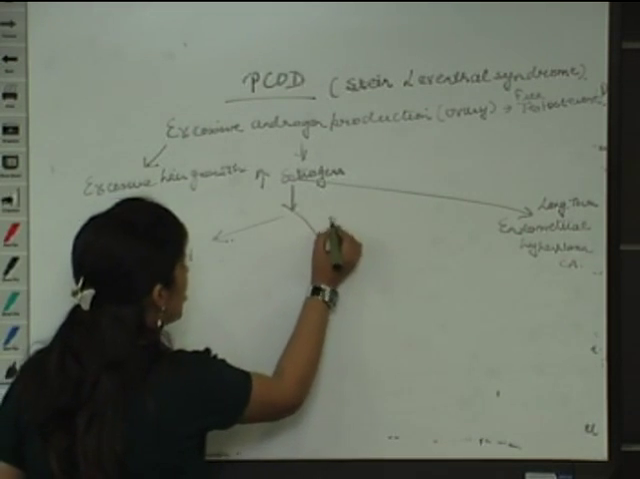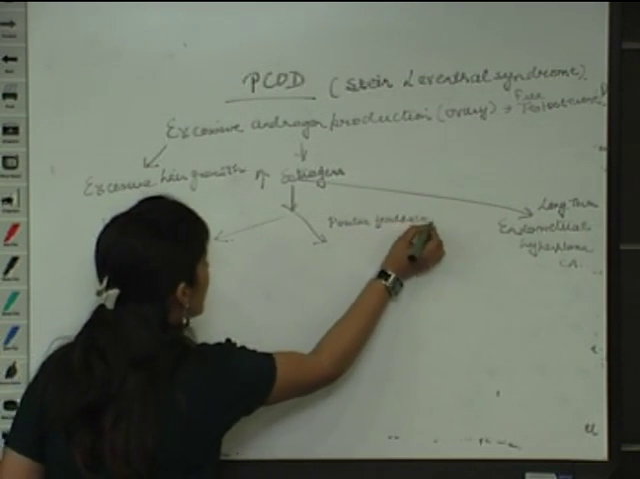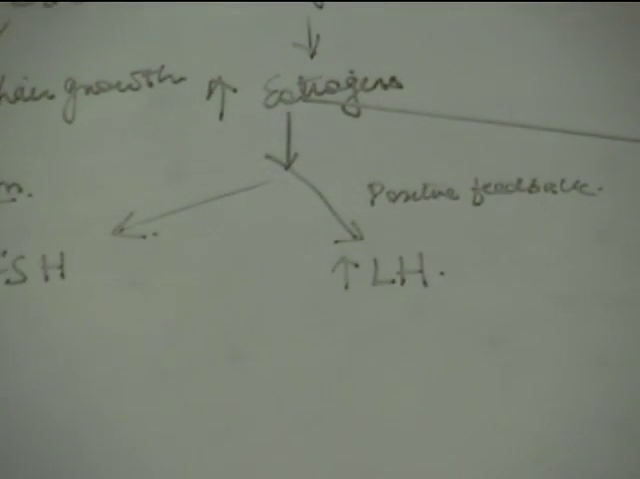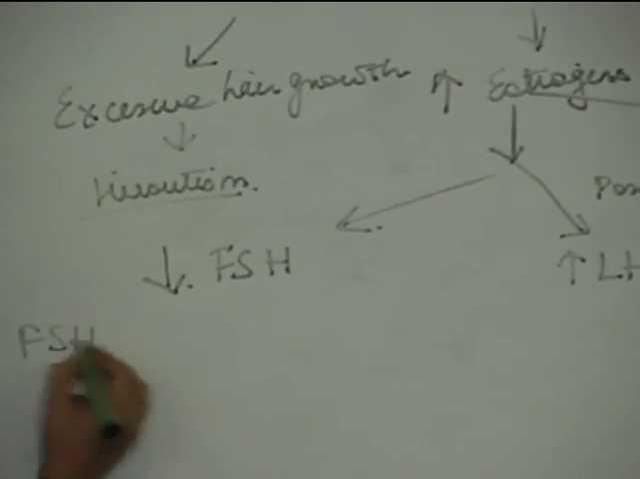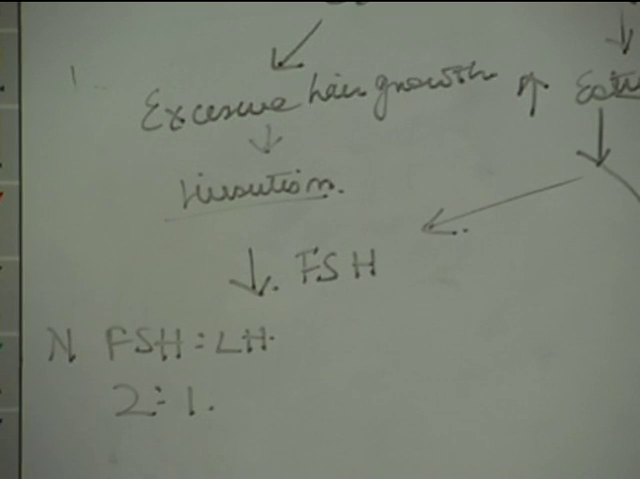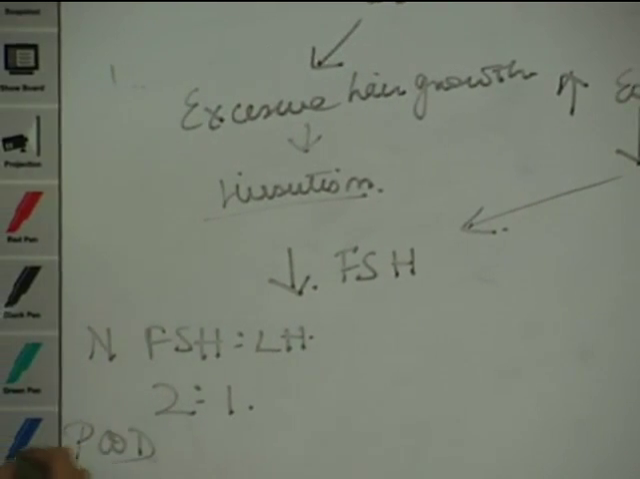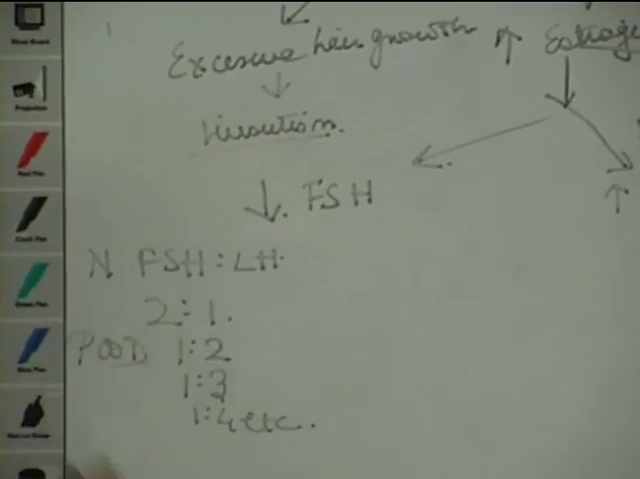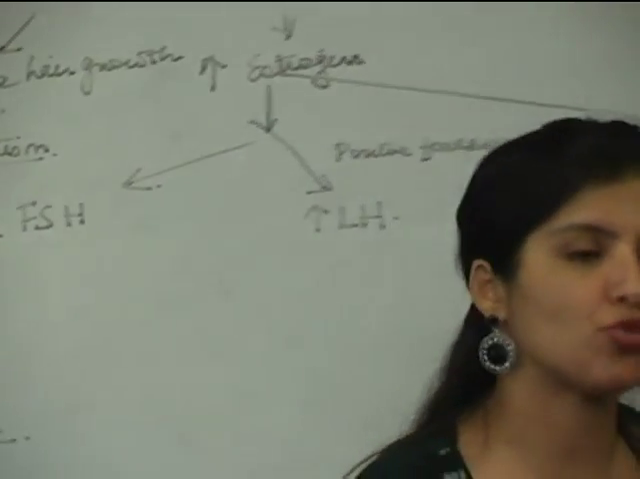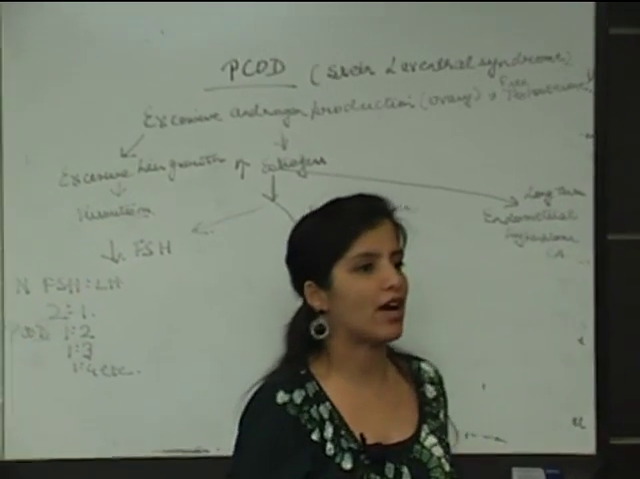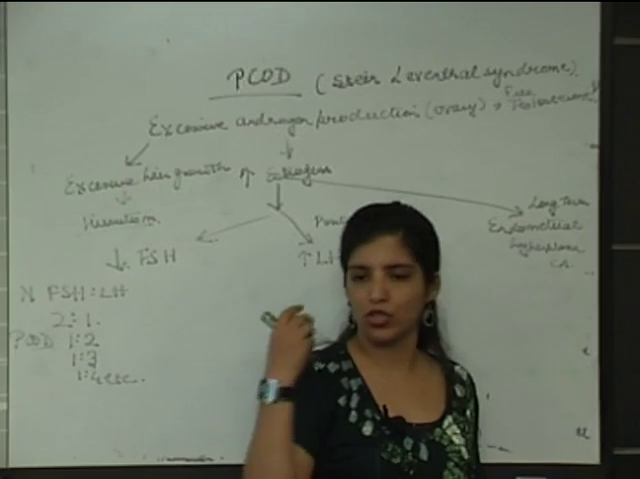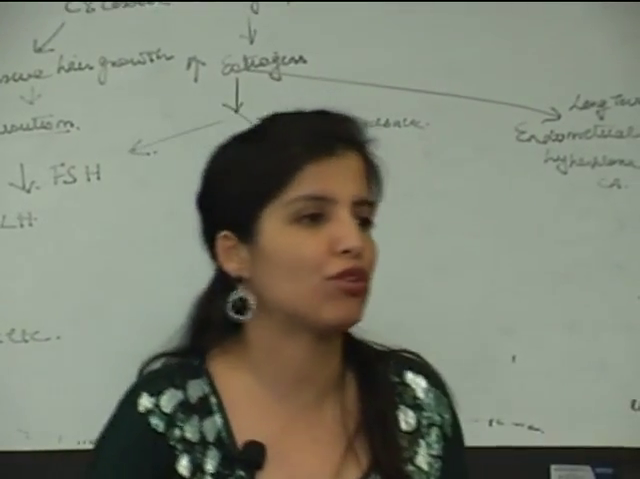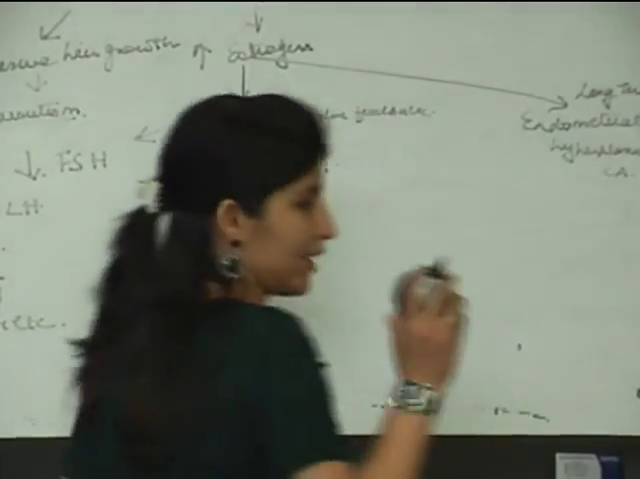Whereas estrogen has a positive feedback on luteinizing hormone. So what will happen to this luteinizing hormone? The levels of luteinizing hormone are increased in patients of PCOD. Now, the normal FSH to LH ratio is 2:1. But in a case of PCOD, FSH levels are decreased and LH levels are increased. So this ratio becomes 1:2, 1:3, 1:4, etc. So if you are testing the levels of LH and FSH, you can make the diagnosis of PCOD. The question which they ask here is that the sample for LH and FSH for the diagnosis of PCOD should be withdrawn on the 2nd or the 3rd day of menstrual cycle. That is a very important question.